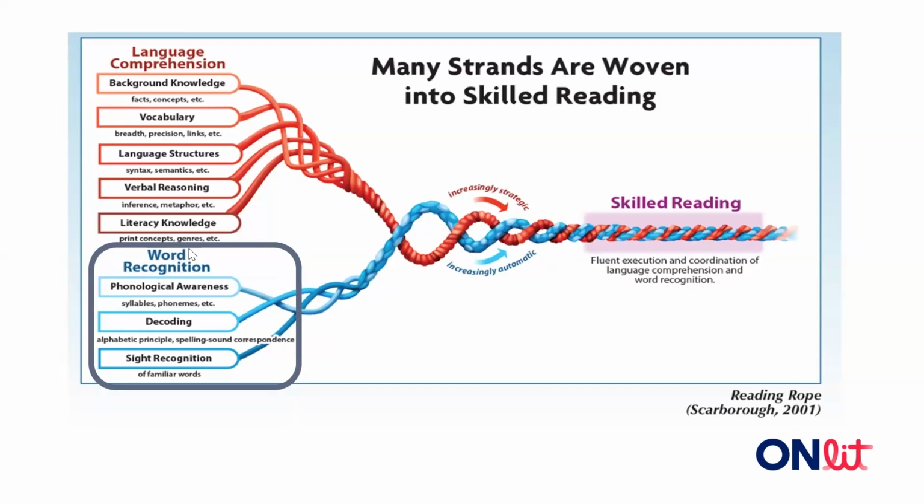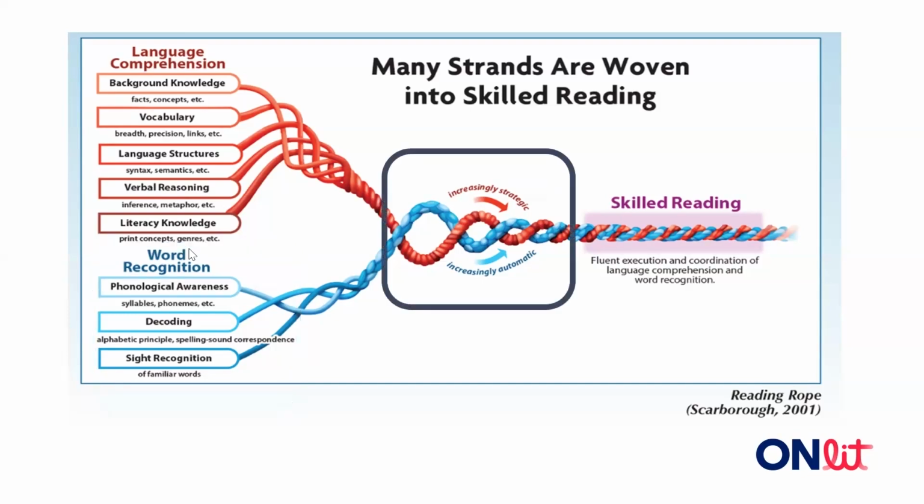Over time, some say around grades 4 to 6, we see the strands within the word recognition and those within language comprehension more tightly woven, and readers are able to become more skillful and automatic word readers and more strategic with their knowledge of aspects related to language comprehension and text comprehension. That will continue to develop over time as these readers work with more complex texts and various types of texts, where these two processes are working together in a very tightly woven, integrated way.